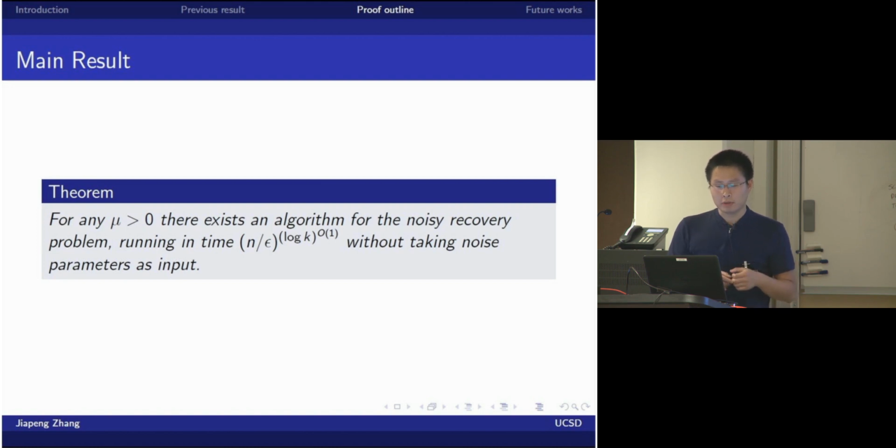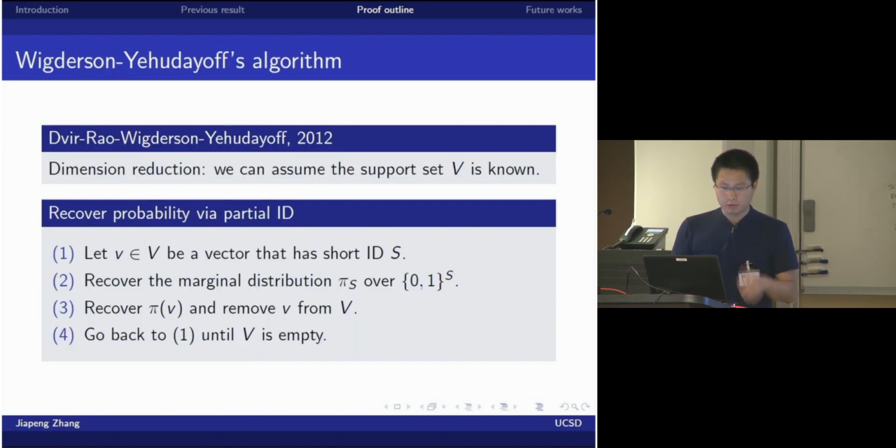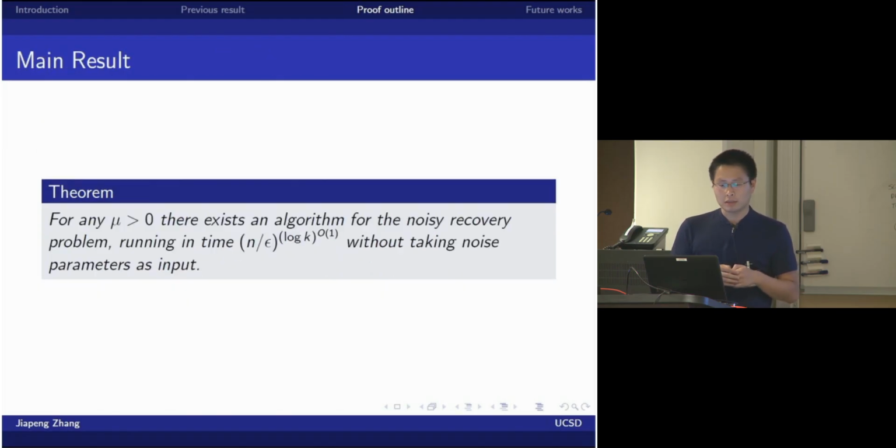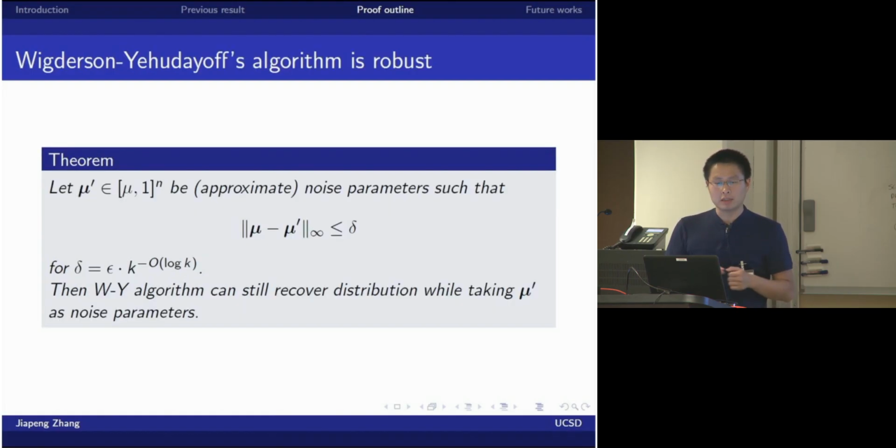Okay, in this paper we show that even though the algorithm here assumes the noise parameters are known, we do not really need these parameters. We can show that we can also solve this question in polynomial time without taking noise parameters as input. Basically, we show that White's algorithm is robust. Let mu pi be approximate noise parameters such that the L infinity norm between mu and mu pi is small, then we can still recover the distribution while taking mu pi as the noise parameter.